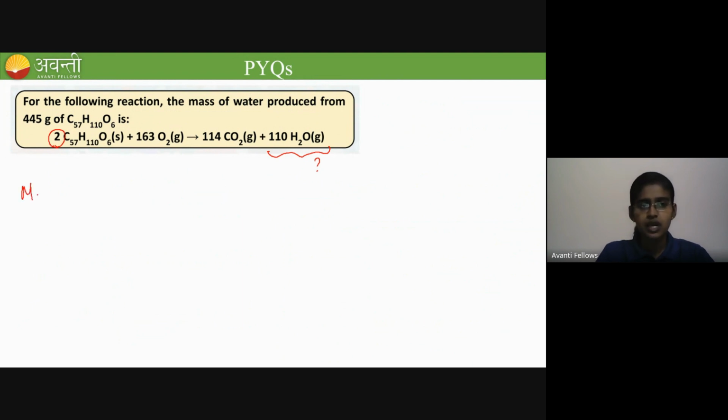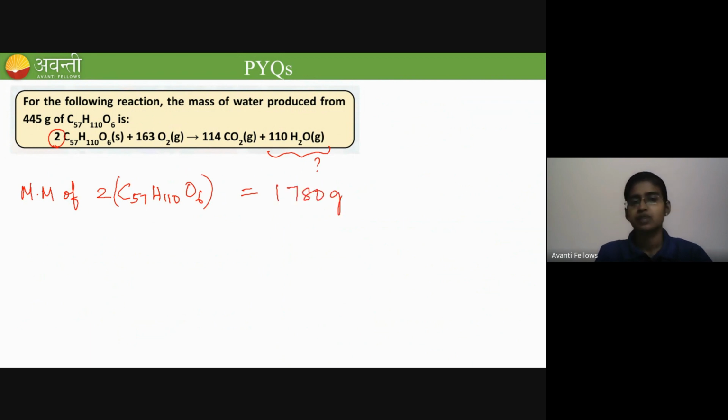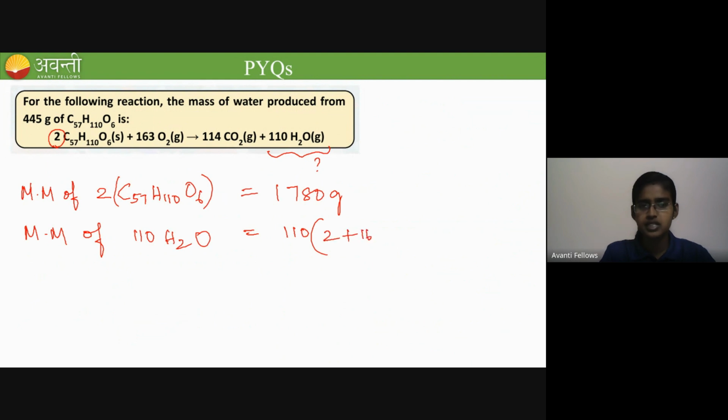So the molar mass of 2 moles of C57H110O6 will be equal to, if we calculate with the atomic mass of carbon, hydrogen and oxygen, and then multiply this by 2, we will get 1780 gram. Okay, this is the molar mass of 2 moles of this compound. Now next I want to find out the molar mass of 110 moles of water. It is equal to 110 into, for hydrogen it is 2 and for oxygen it is 16, right? So this will give us 1980 gram.